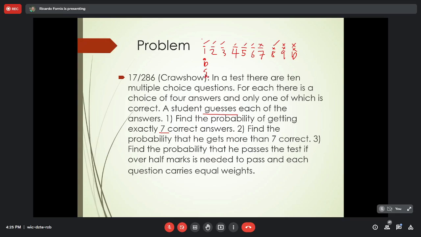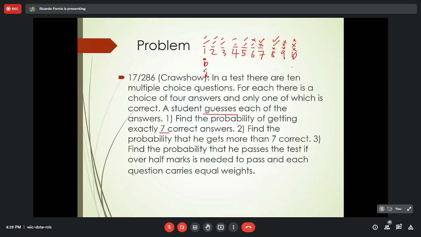Or it might be this one correct, correct, correct, and so on. This is wrong. This is correct. This is correct, wrong, and wrong. So the pattern says there are 3 mistakes and there are 7 correct answers.